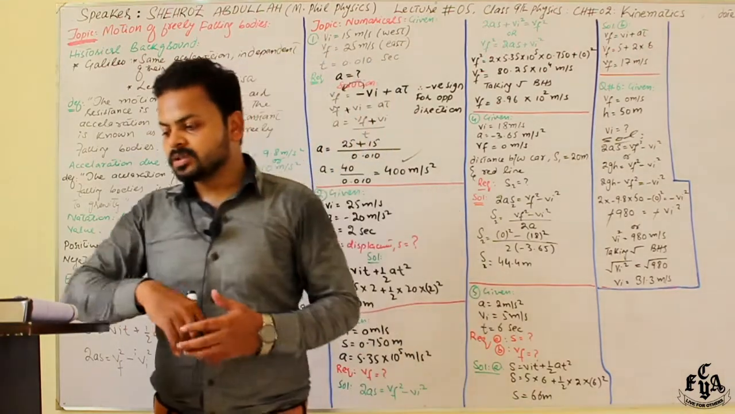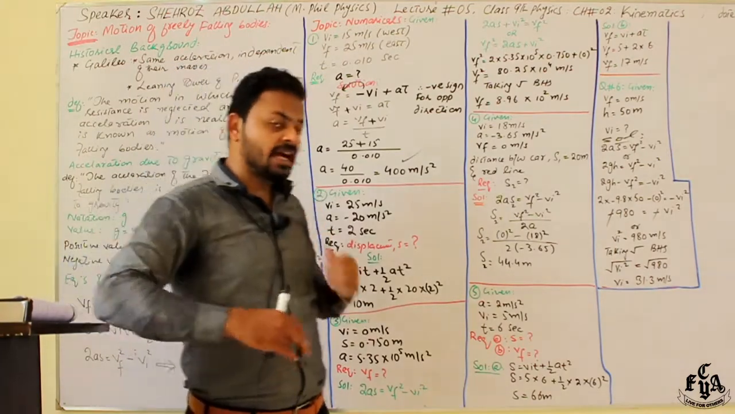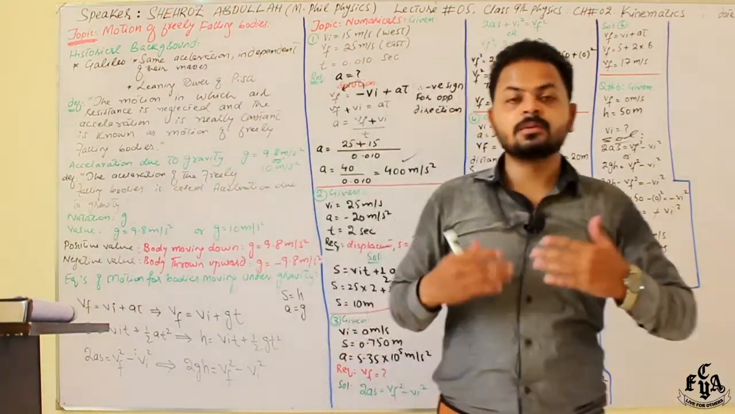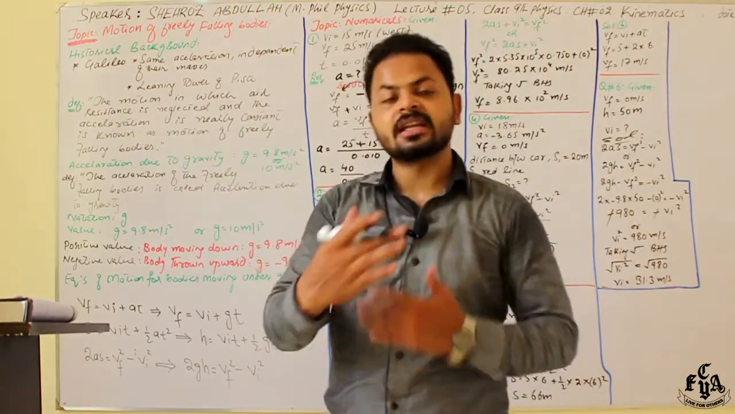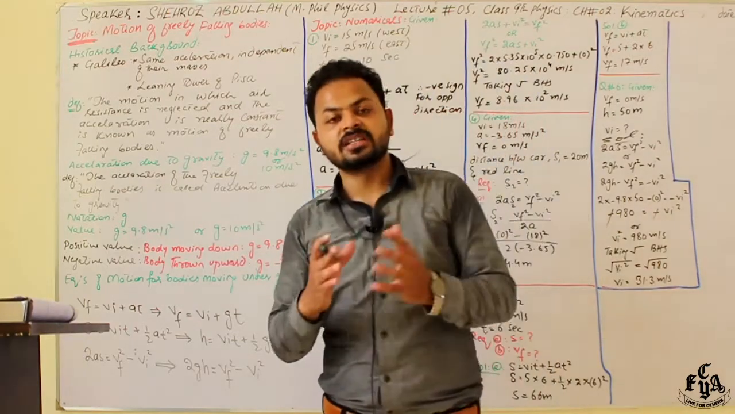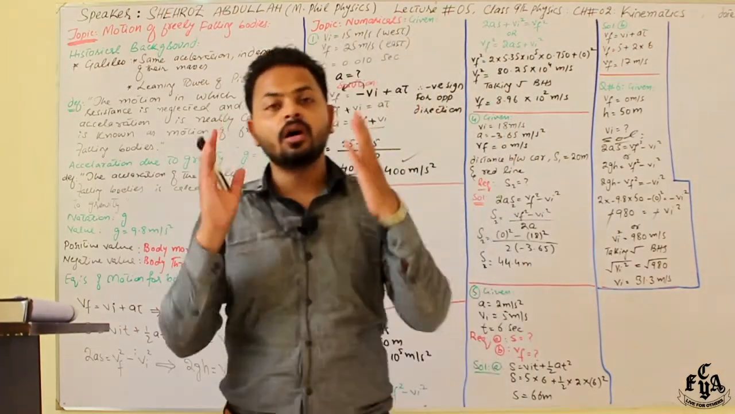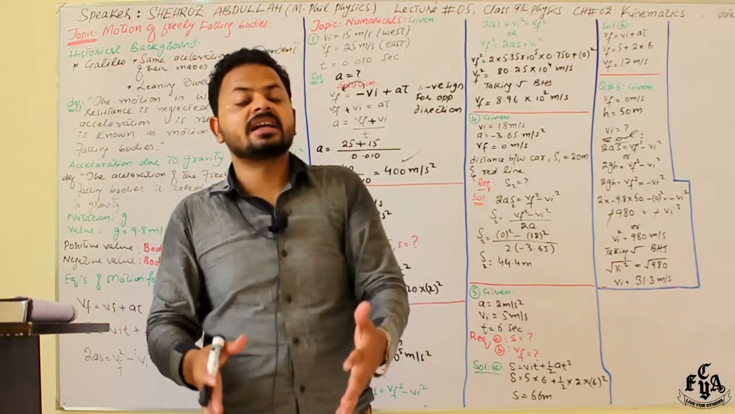So this was all about numerical problems. Let me summarize today's work. In today's lecture, we have discussed the motion of freely falling bodies, the historical background, definition, gravitational acceleration, its value, positive and negative, and the equations of motion in terms of gravity. Also, we have discussed all of the numericals of chapter number 2, kinematics.